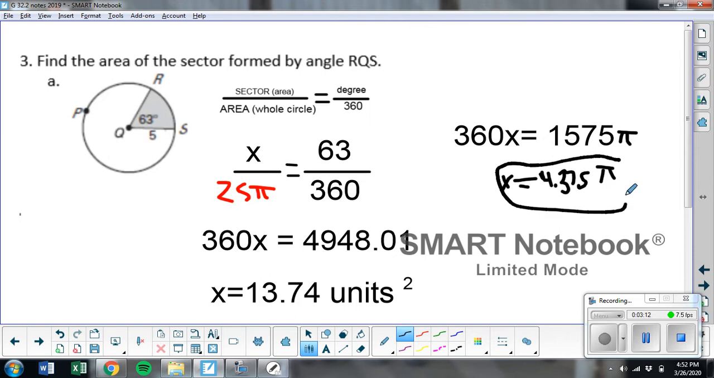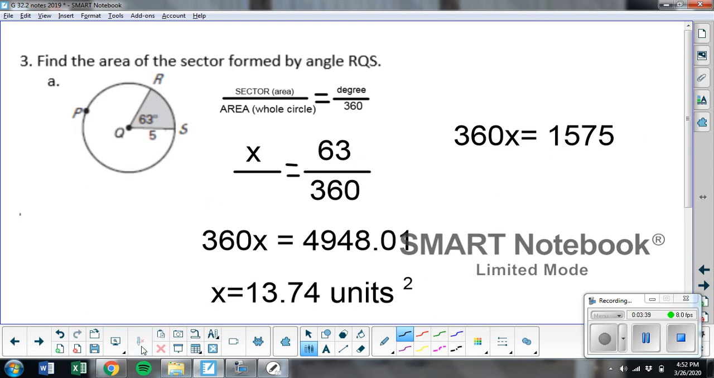This answer is the same as this answer. I'll usually write both, but if I don't want to type pi and give a big decimal, I might just do this cross multiplication, 63 times 25, which gives me the number, and write pi instead of typing pi. And then I just keep tagging pi along in my answer instead of ever writing it. All right, let's look at part B.